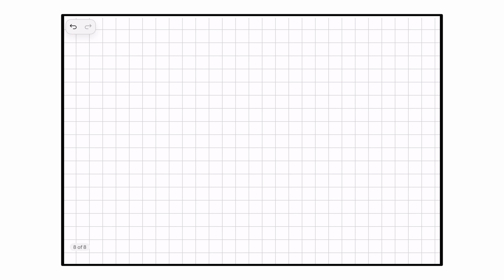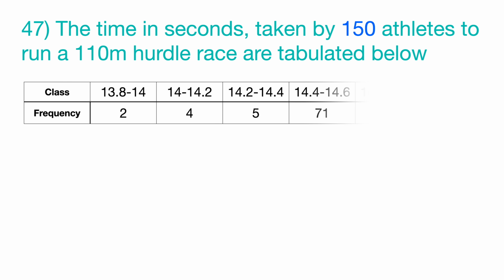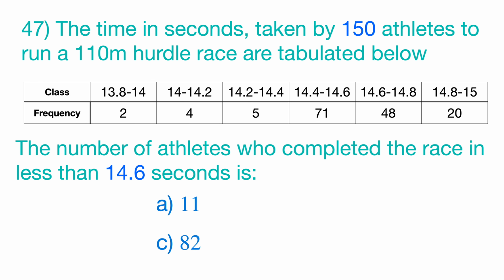Or option C. The time in seconds taken by 150 athletes to run a 110-meter hurdle race is tabulated below. So we have the table given, and it shows class intervals representing different times taken to complete this hurdle race. The number of athletes who completed the race in less than 14.6 seconds is, this is what we have to find.